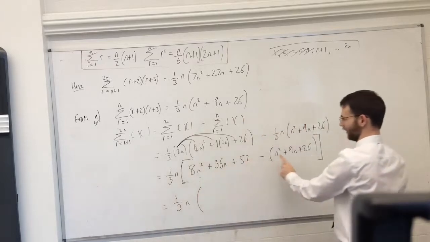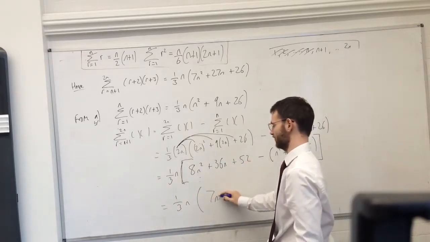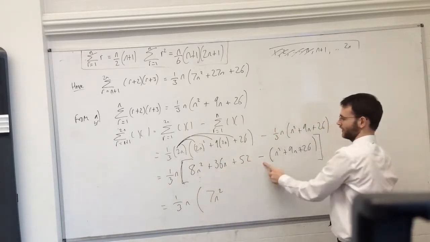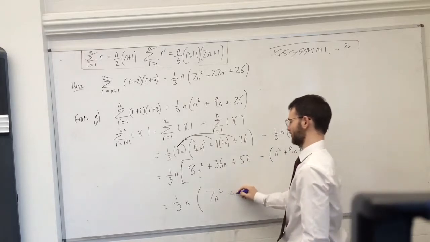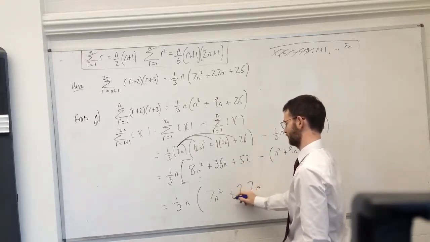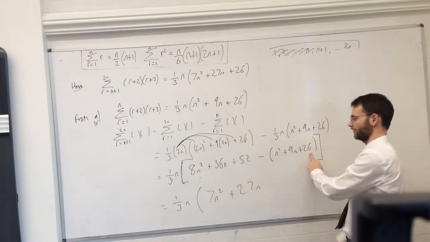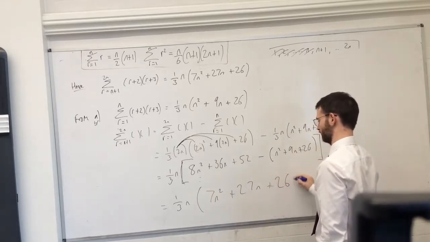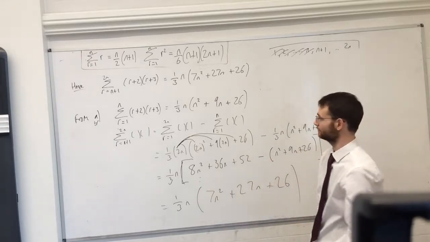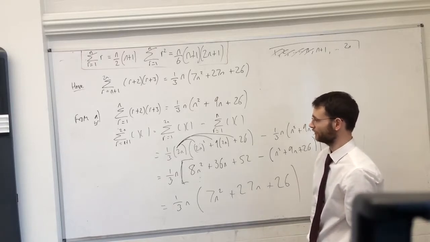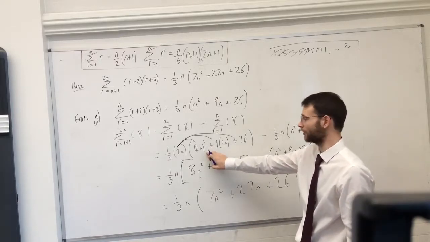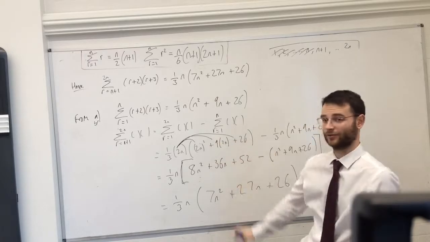8n squared take away n squared is 7n squared. 36n take away 9n is 27n. 52 take away 26 is 26. Easy, hey? Right, the factorization is hard, so go back and watch that again if you're not clear, and try and do it yourself, please.